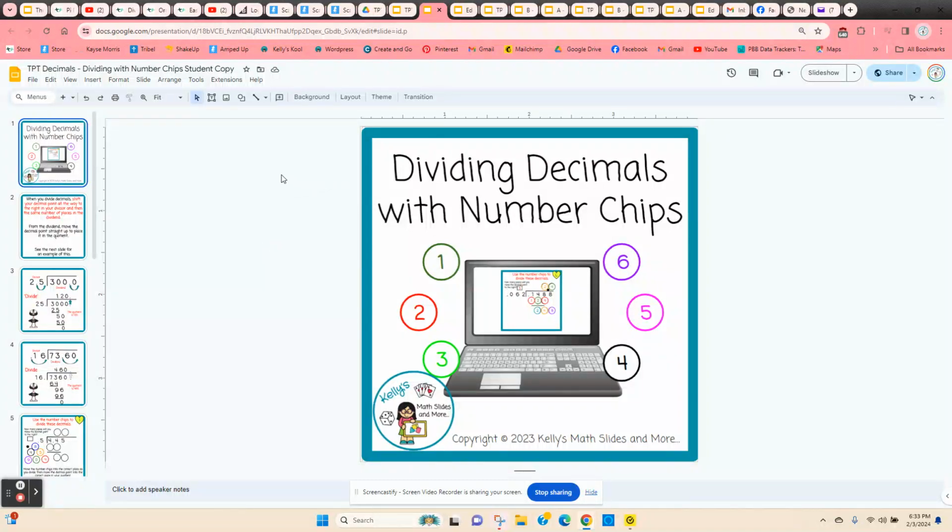Dividing decimals with number chips. This is a digital lesson, and this is dividing decimals by decimals.